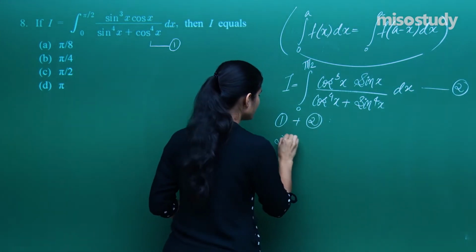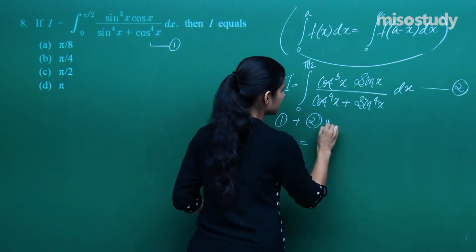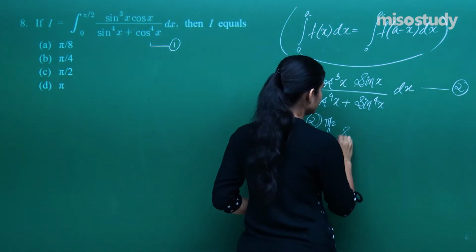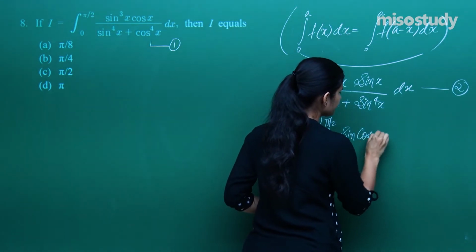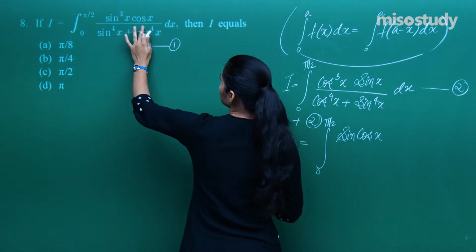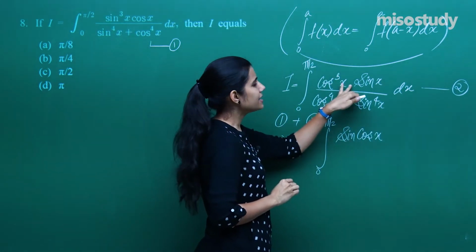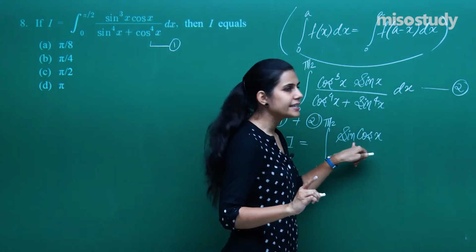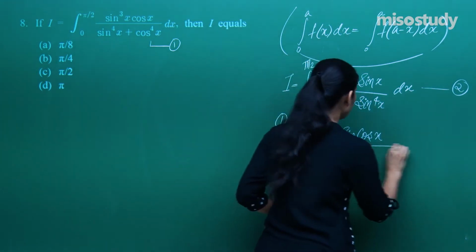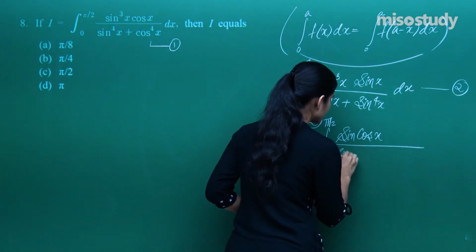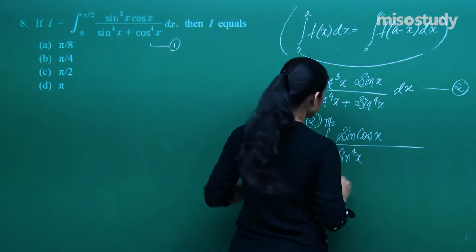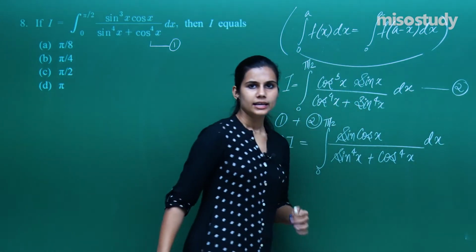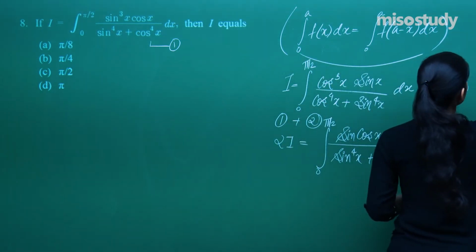I plus I becomes 2I. This is 0 to pi by 2, sine cube x cos x plus cos cube x sin x. I can take out sin x cos x common. I will be left with sin square x plus cos square x, which is 1. 1 into sin x cos x is sin x cos x, whole upon sin to the power 4x plus cos to the power 4x dx, because that is the common thing, the LCM. Now let's separately tackle this particular thing, that is the denominator.